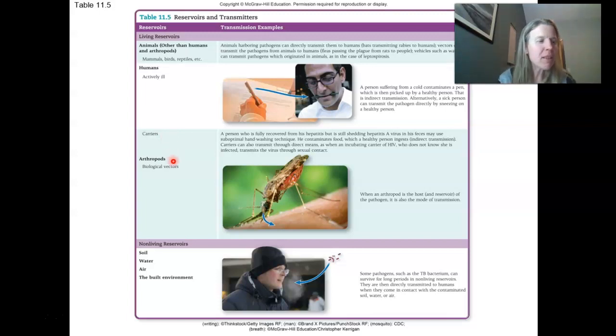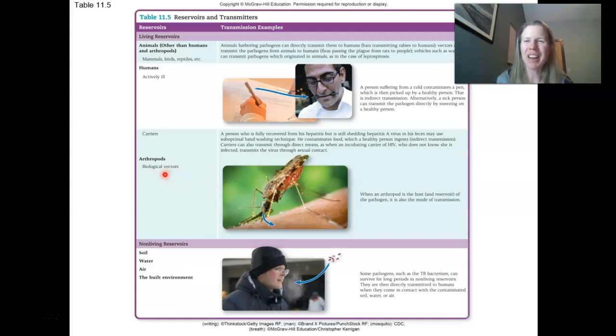Anyway, then other reservoirs here, basically thinking of these insects, these biological vectors. So here's a mosquito, right? Really well known for transmitting things like malaria. It can carry that from person to person. And so it's very common for mosquitoes in the wild to have these diseases in their saliva, being able to spread them at will.